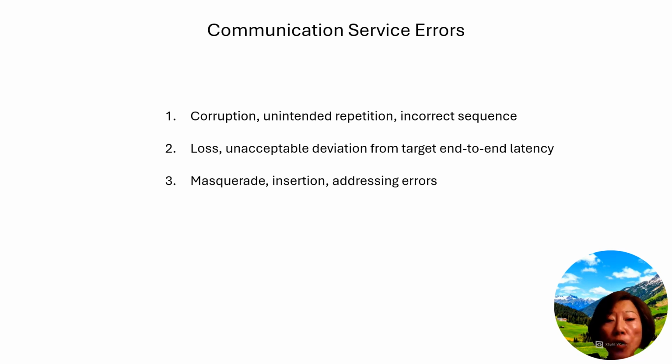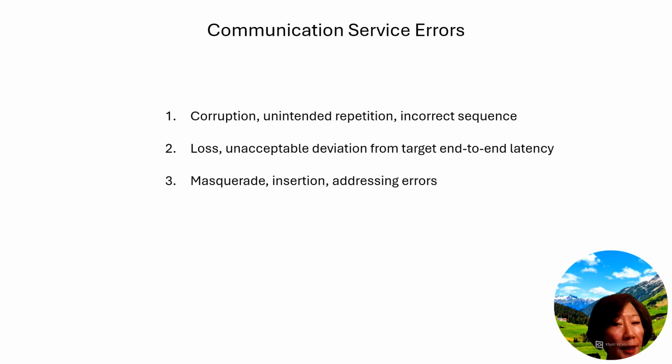To address corruption errors, 5G employs advanced forward error correction (FEC) coding schemes, including polar codes for control channels and low-density parity check (LDPC) codes for data channels. These are complemented by cyclic redundancy check (CRC) codes for error detection. The system also uses hybrid automatic repeat request (HARQ) mechanisms that combine FEC with retransmission to efficiently handle errors.